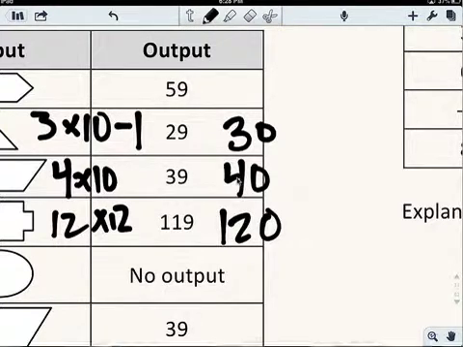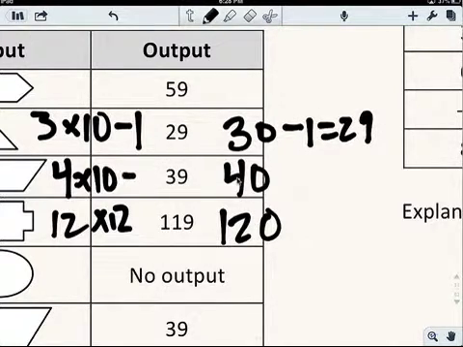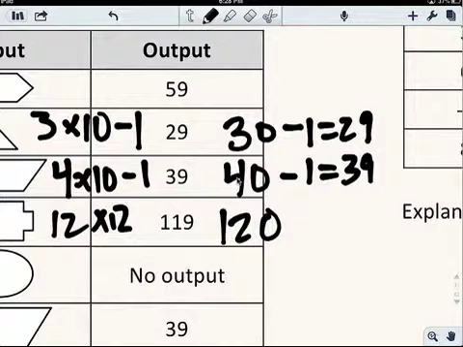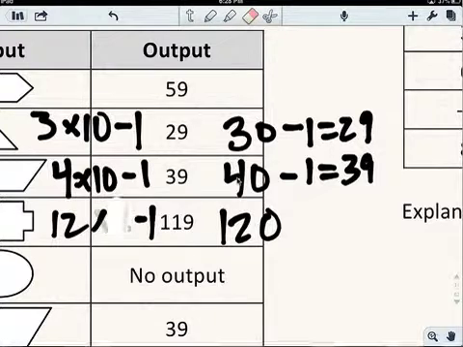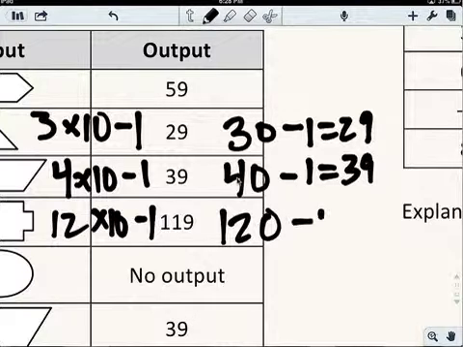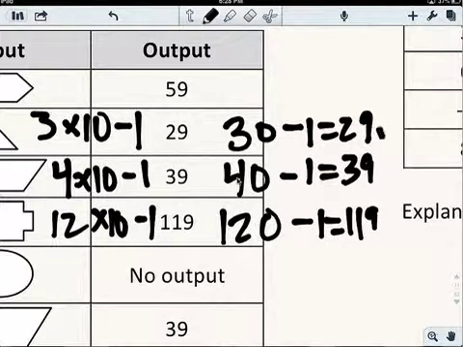If I do 3 times 10 minus 1, that gives me 30 minus 1, and that gives me 29. If I take away 1 from 4 times 10 minus 1, that gives me 40 minus 1 is 39. So it seems like it's working a little bit here. 12 times 10. I miswrote it there. Sorry about that. Times 10 minus 1. That gives me 120 minus 1, which is 119. And so these are all working according to my thinking here.